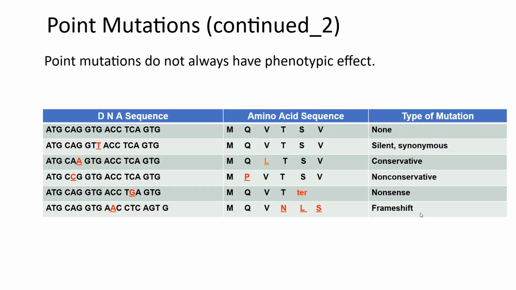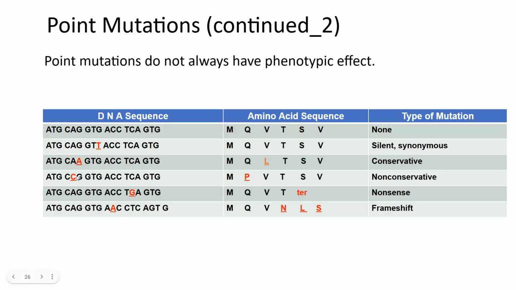Point mutations do not always have a phenotypic effect. So here, there's no mutation, so there's no effect. Here we have a point mutation where the G was replaced by a T. It's still going to produce the same amino acid sequence, so that's called a silent mutation. Here you can see the A replaced the G. This did cause an amino acid replacement, but the amino acid is pretty close in structure, so it's called a conservative mutation. The protein's still going to fold relatively in the same way.